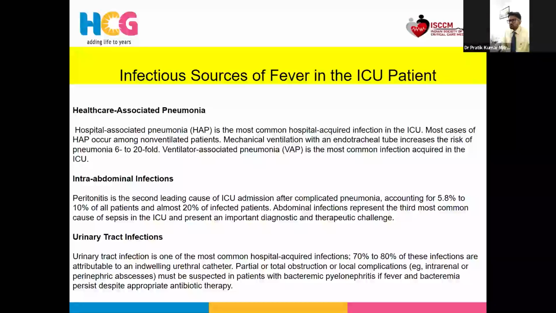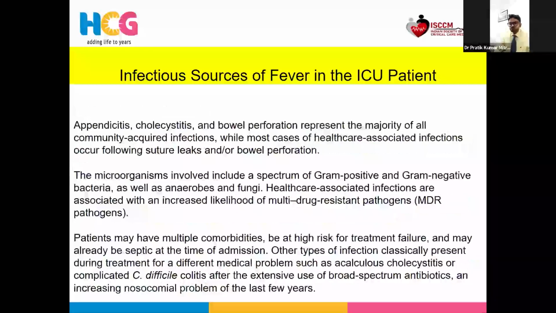Partial or total obstruction or local complications, including intrarenal or perinephric abscesses, must be suspected in a patient with bacteremic pyelonephritis if fever and bacteremia persist in spite of optimal antibiotic therapy. Appendicitis, cholecystitis, and bowel perforation also cause fever with sepsis. Microorganisms involved include a spectrum of gram-negative and gram-positive bacteria, maybe with anaerobes and fungi.